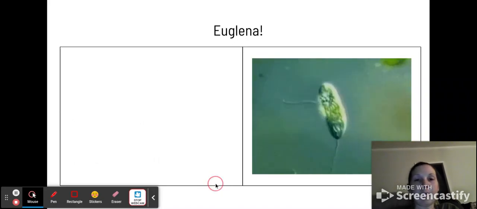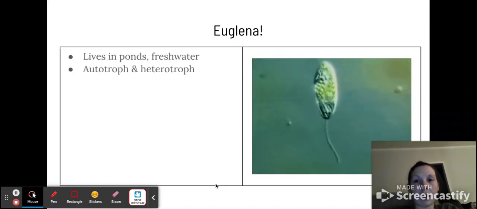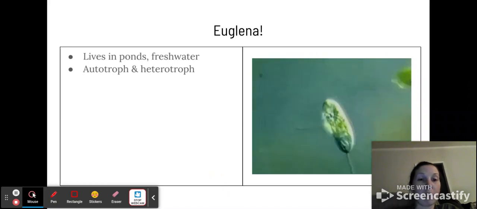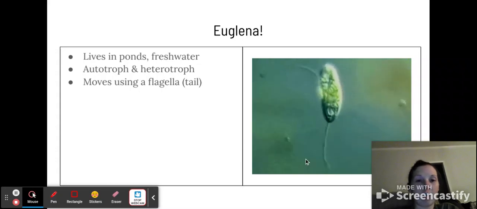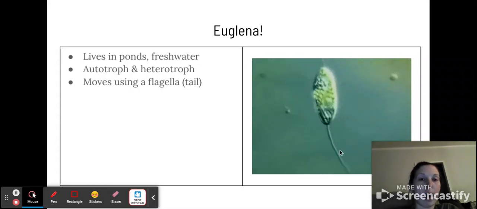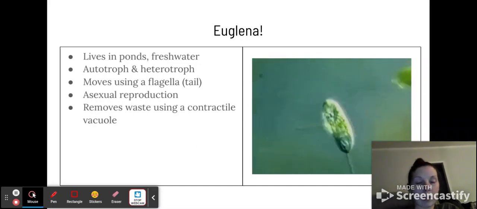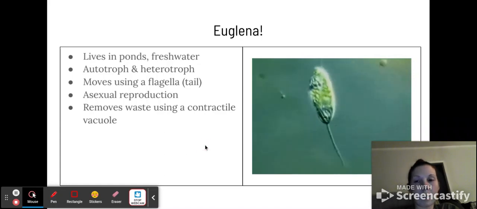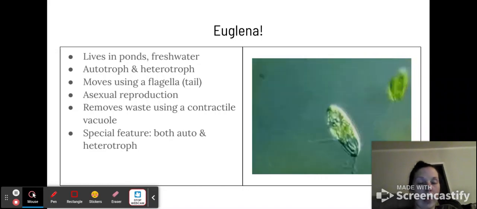And now we have the euglena, and these also live in freshwater ponds. These actually can be both auto and heterotroph. They move using a flagella, which, as you can tell, is this little tail at the end of the body of the euglena, and that just helps propel them in a certain direction. They reproduce using asexual reproduction. They remove waste as well using a contractile vacuole. And their special feature is that they are auto and heterotroph.